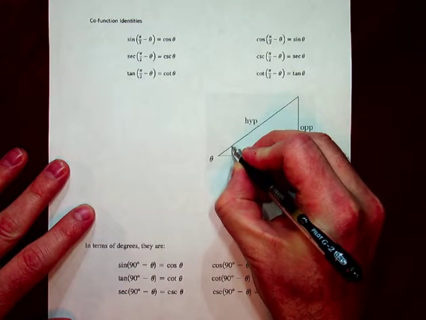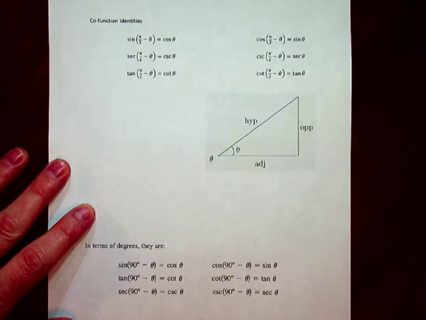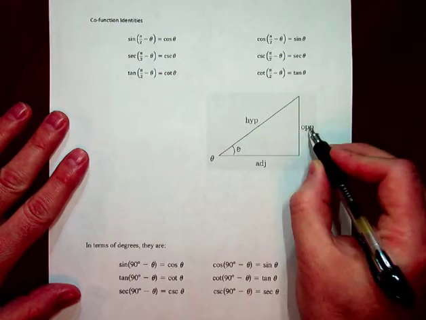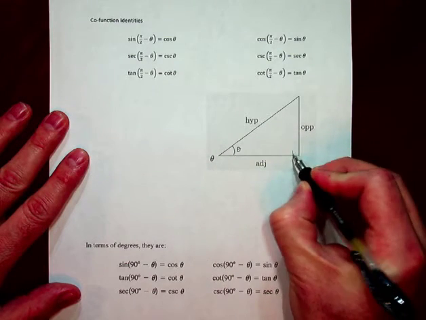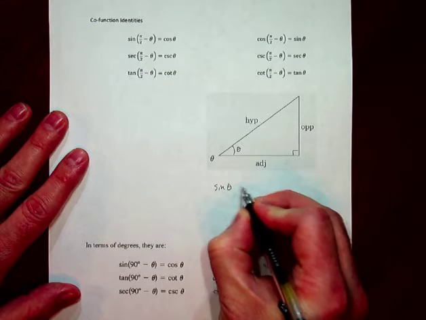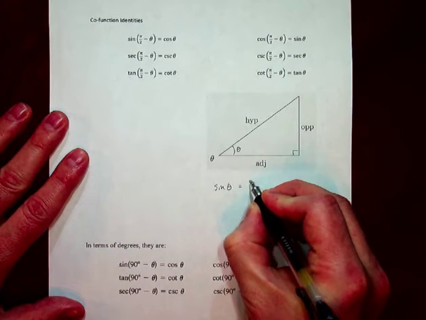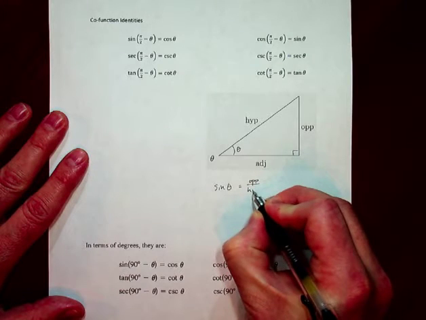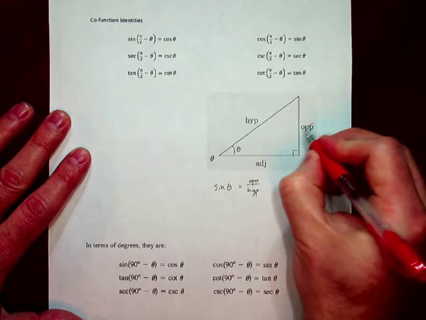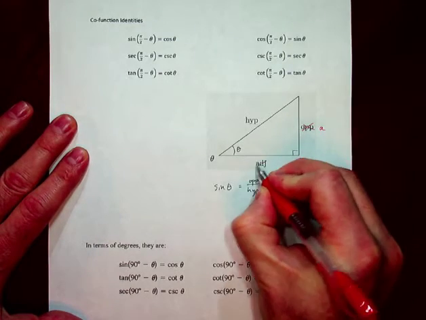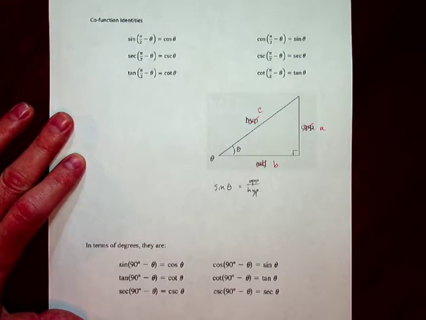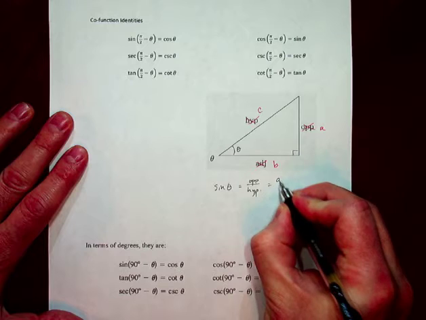Let's say that I have, this is my theta right here, okay? If I want basically the sine of this, I know that sine theta is going to be opposite over hypotenuse. Well, let's go ahead and rename these because I'm about to do something fun, okay? A, B, and C. Okay, so opposite becomes A over C.